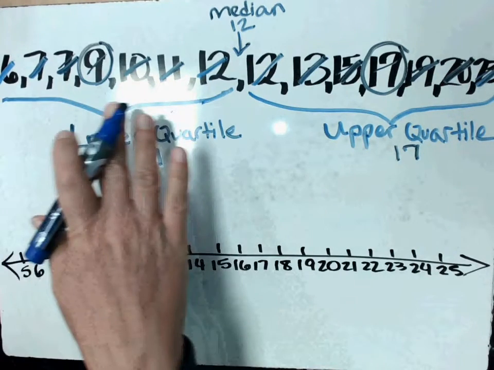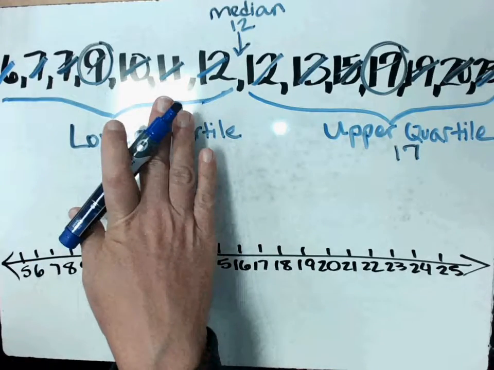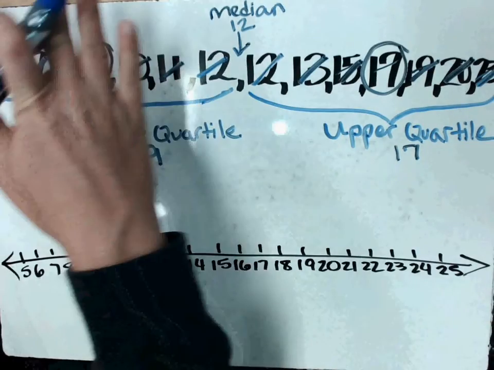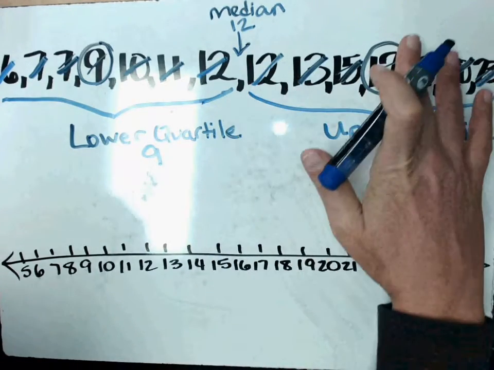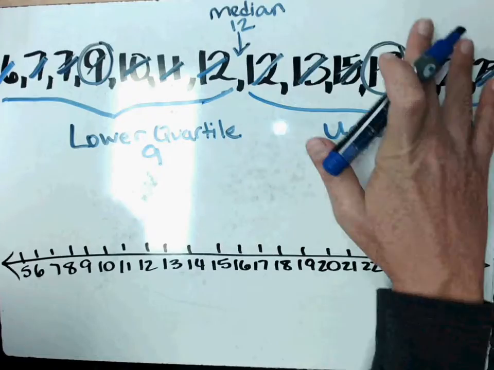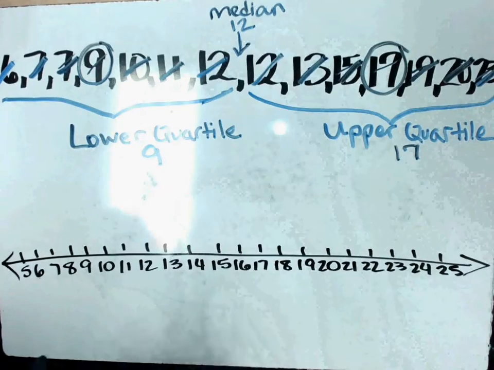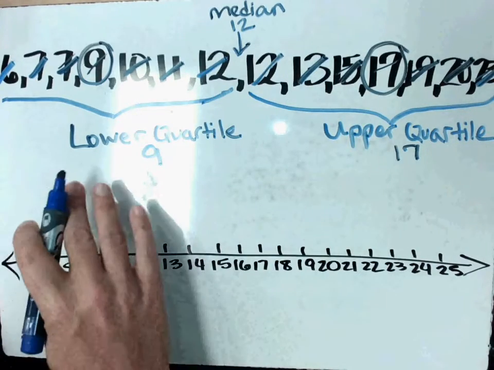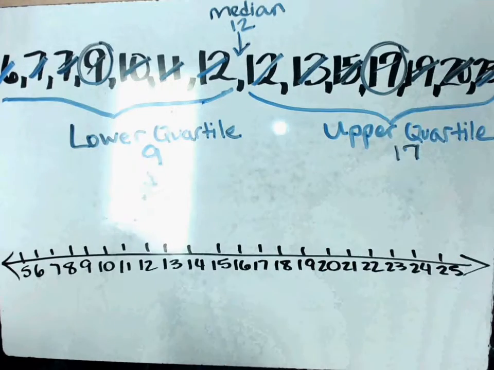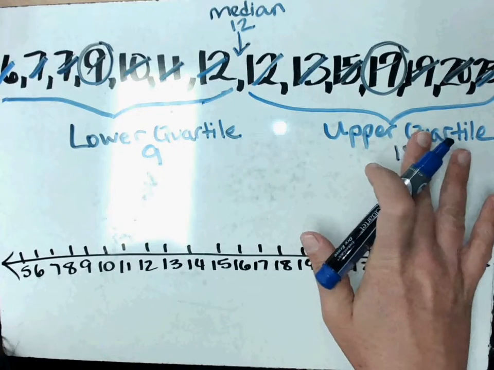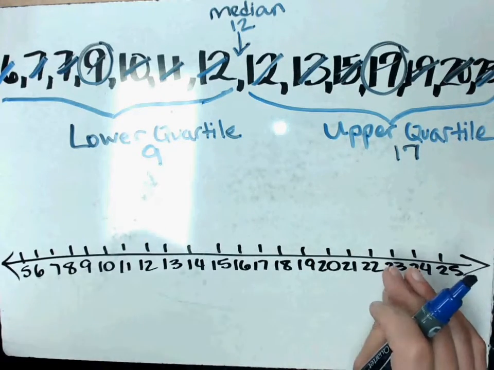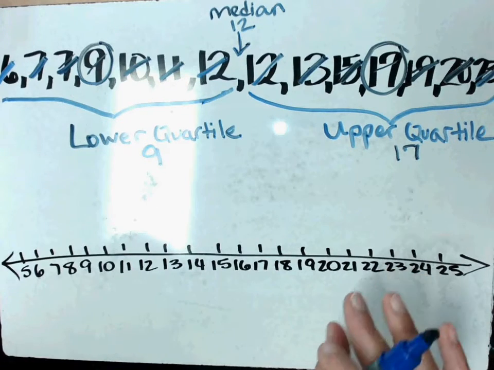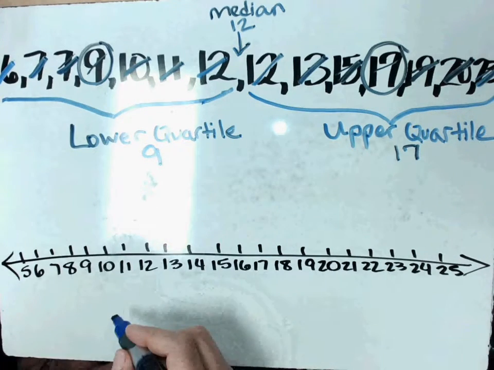Okay, so we just found the lower quartile, the median of the lower numbers, the numbers below the median of all the numbers, and the upper quartile, the median of all the upper numbers above the beginning median. Okay, so the lower quartile is 9, the upper quartile is 17. So now we're going to take that information that we found in our data set and look at our number line. And now we're going to make the actual box and whisker plot.